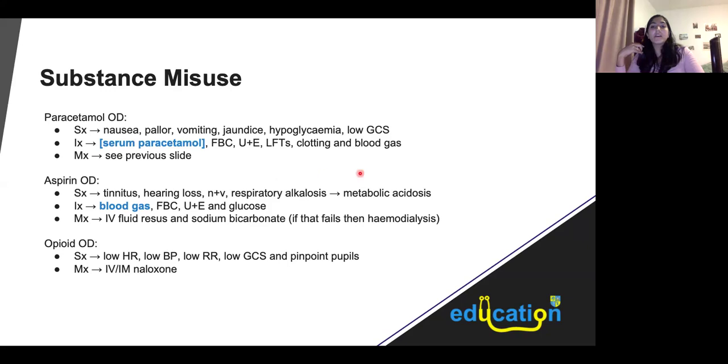This is a fine point that they do like to examine a lot on SBAs, I feel. That's why getting a blood gas is really important, because it does help you distinguish. Sometimes it's a figure-out-what-they've-taken question, and what's coming out on your blood gas might help you with that. And then opioids, it's low GCS, respiratory depression, and you're giving naloxone.